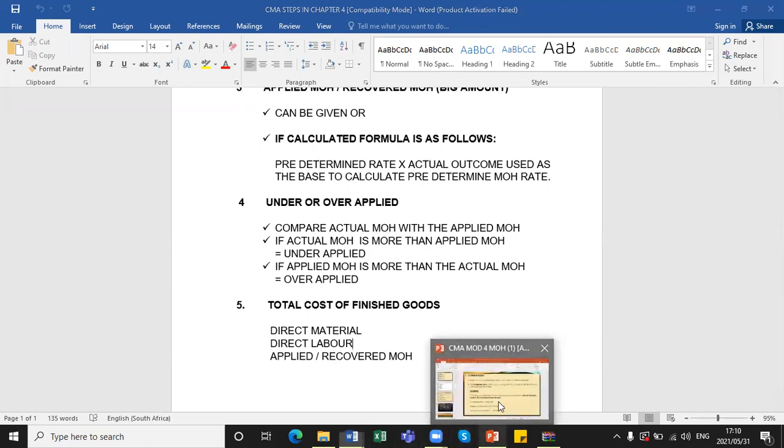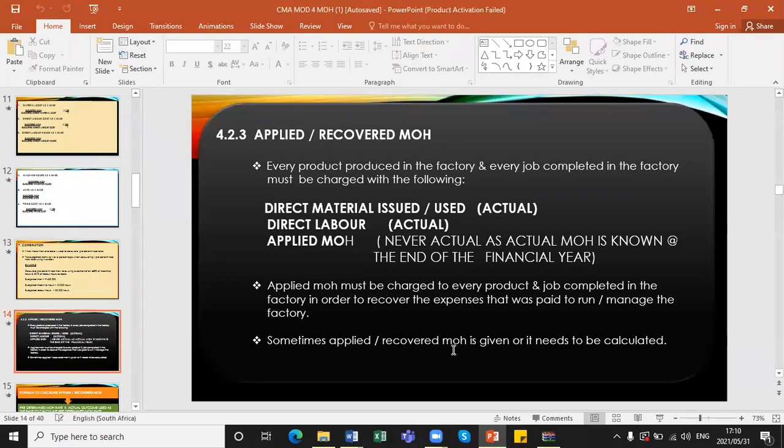Now, let's go to the notes. Let's look at applied overheads. Whenever goods are produced, every product produced in the factory and every job completed in the factory must be charged with the following: the cost of the actual material used, the cost of the actual labor, and applied overheads. Now, why don't you use actual overheads to be added to these two? Because the actual overheads is only known at the end of the financial year.